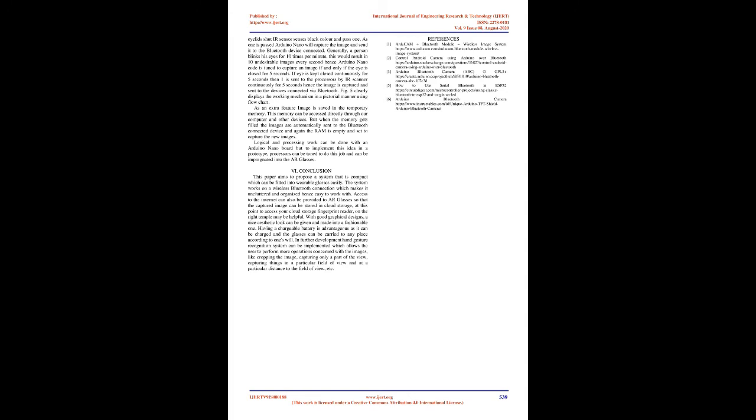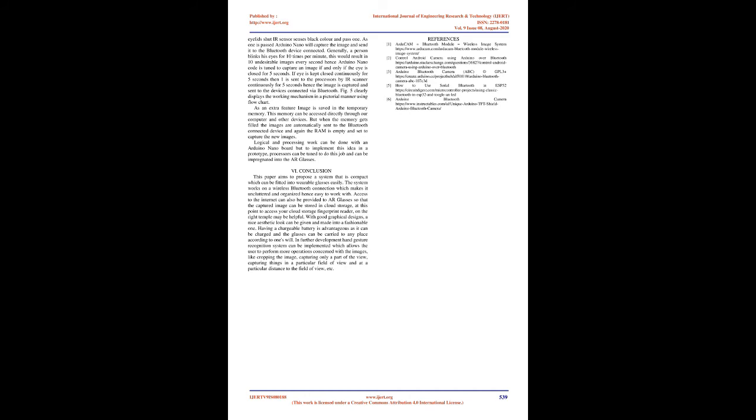In the model of AR glasses given in this paper, IR sensor is attached to the frame, placed such that it is on the right eye, such that it superimposes with the sclera of the eye. When eye is open, sclera of the eye is exposed to the IR sensor, which is white, hence the command 0, no action will be taken. Once the eyelids shut, IR sensor senses black color and passes 1. As 1 is passed, Arduino Nano will capture the image and send it to the Bluetooth device connected.